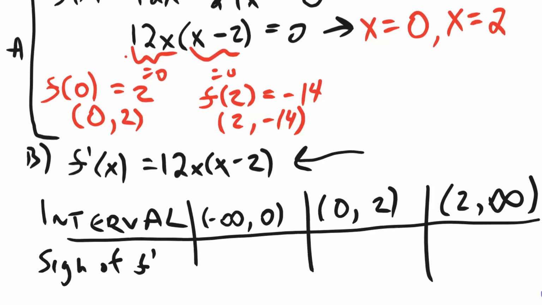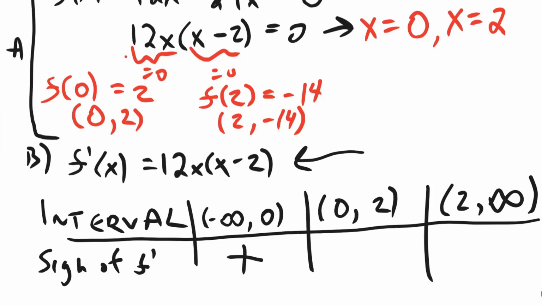So we just pick any number on this first interval. Let's pick negative 1. If you plug it in, you're not so much concerned with the actual numerical value, but whether it's positive or negative. And remember, we're plugging this into f prime. If you plug negative 1 into f prime, you would have 12 times negative 1 times (negative 1 minus 2), which ends up being positive.